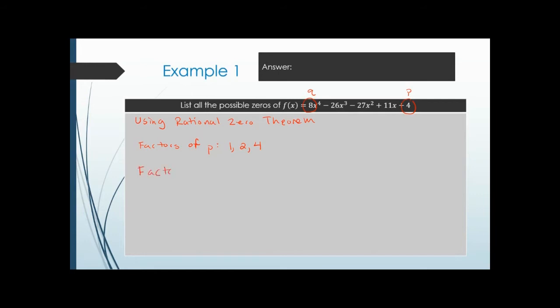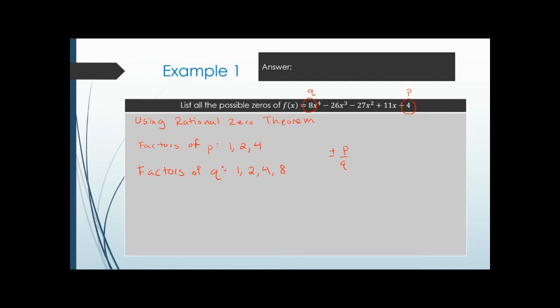Then we look at the factors of Q. So Q is 8, so all the numbers that divide evenly into 8 are 1, 2, 4, and 8. So you have to write down all the numbers that go into it. Then our rational zero theorem says our possible rational zeros are plus or minus P over Q. So you're taking those factors of P, you're taking the factors of Q, and then you can either have a positive version or a negative version of it, and those are all of your choices.